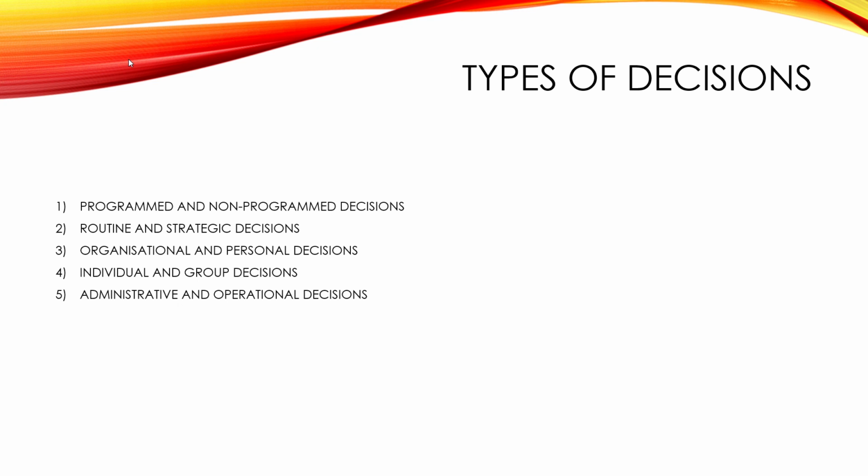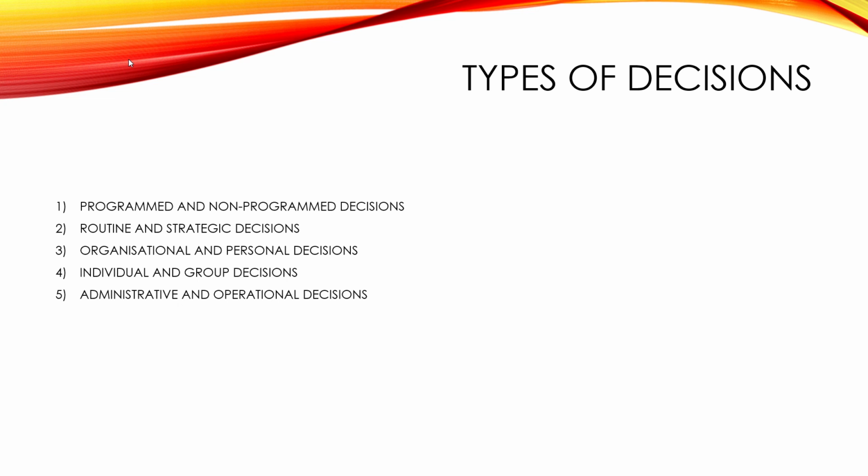Next, we can study the types of decisions. There are 5 types, and these are again asked for your section A and section B. What is a programmed and non-programmed decision? Routine and strategic decision, organizational and personal decisions, individual and group decisions, administrative and operational decisions.